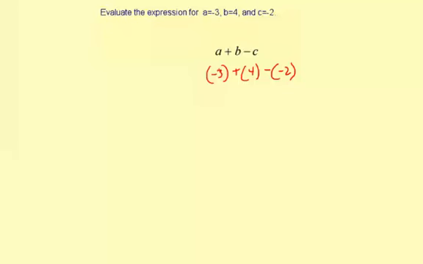Now watch out here. Sometimes when you see something in parentheses, you automatically think multiply because there is a shorthand way of writing multiplication with just parentheses. For example, if I wanted to write 2 times 3, I would write 2 parentheses, 3 parentheses. But notice there's nothing between the parentheses. Here there's a plus sign and here is a minus sign.